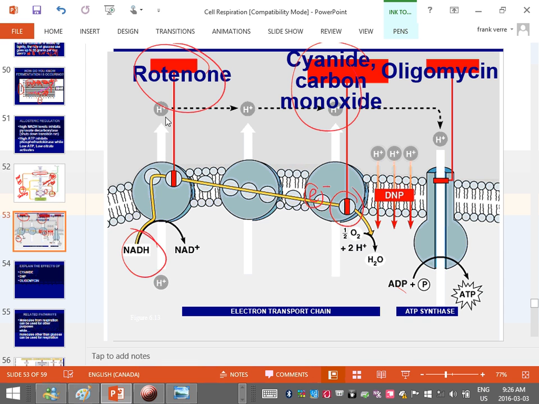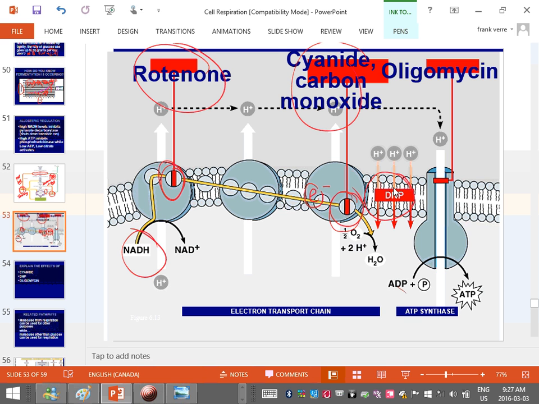So here's another chemical which works over here. Here's the thing. Whether it works here or here, you end up really having the same problem, okay? You can see in both cases the flow of electrons is going to be what? Disrupted. Okay?